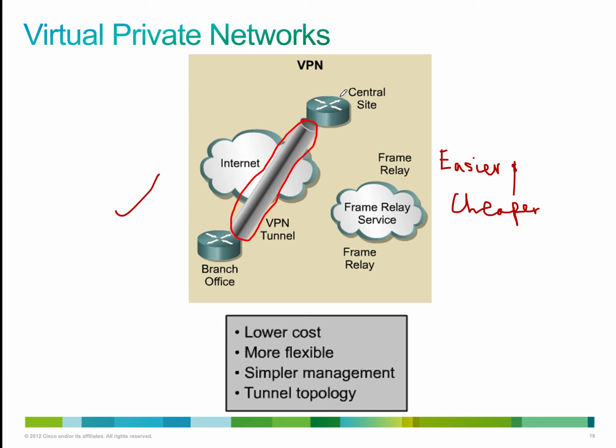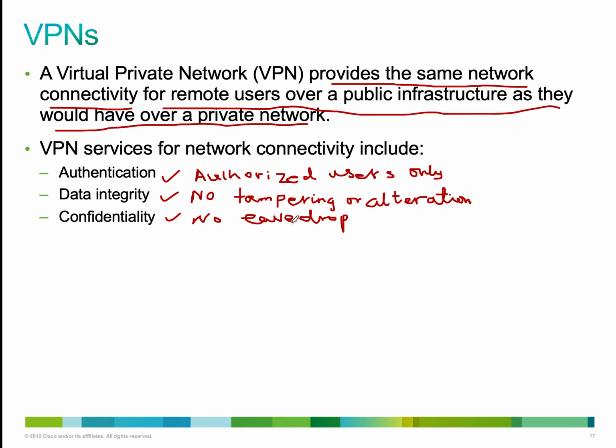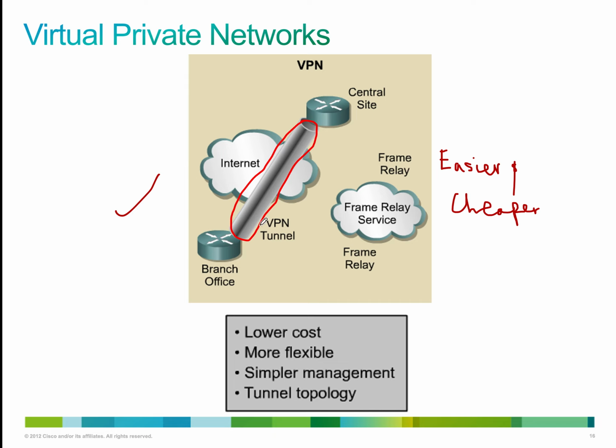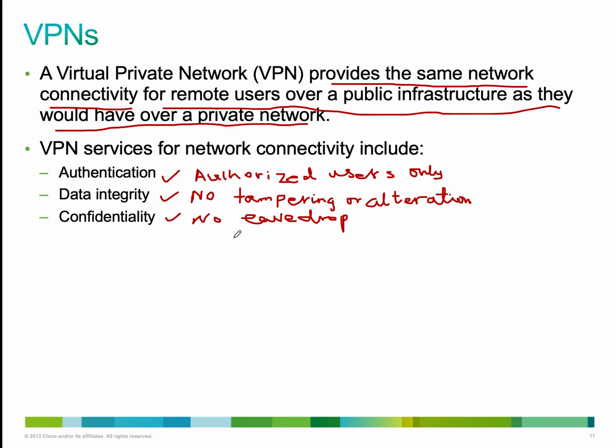You pass it through the public space, but you are privately passing through the public space. That's the concept of a VPN. VPN services for network connectivity include authentication. That's authorized users only. If you're not authorized, you cannot pass through this tunnel. Only the authorized users can pass through this tunnel. So for VPN, only the authorized user from the central office to the head office to the branch office. The rest of the public people on the internet cannot access what is going on. So VPN is for authentication.